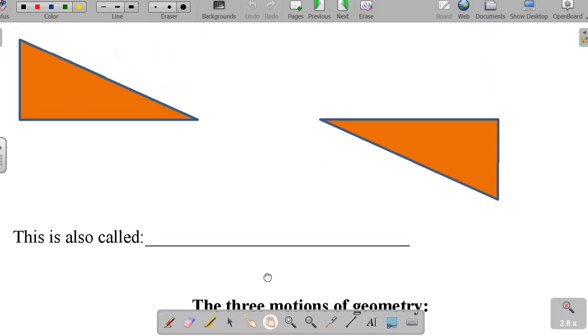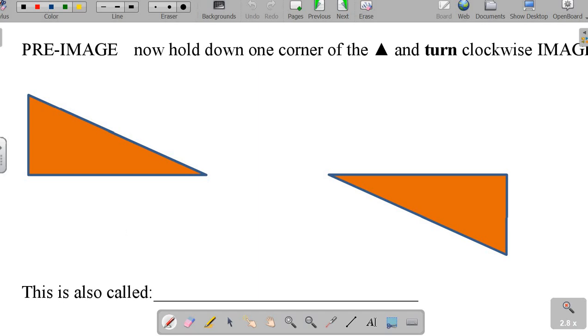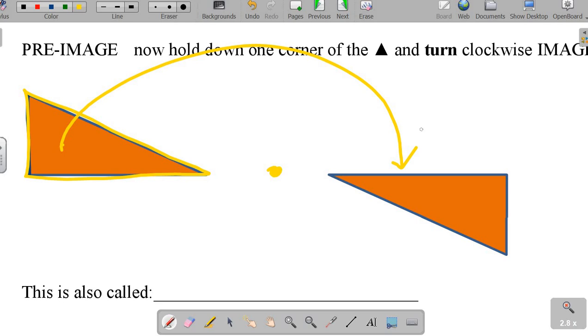Then imagine that you have a triangle. Again, trace it please. Put a dot right here. And imagine you were to rotate around that center dot. Rotate like a turn. Trace this. That turn is called a rotation.